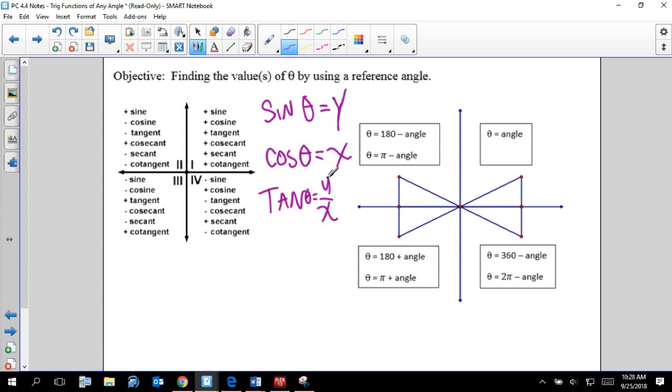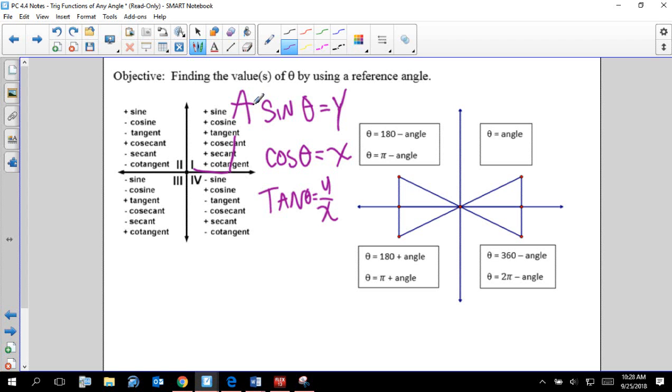So in the first quadrant, to get to any ordered pair in the first quadrant, we go positive x, positive y. So every combination of sine, cosine, tangent, or when you reciprocate them, they're still positive, because reciprocating doesn't change signs. Every single one of them is going to be positive. So we say all are positive in the first quadrant.